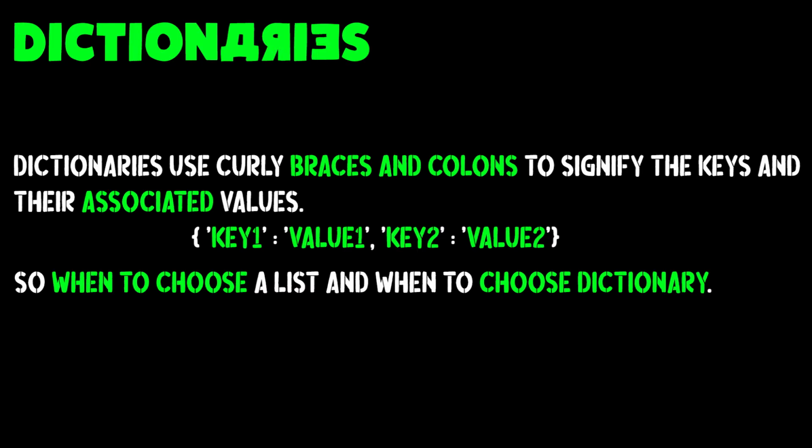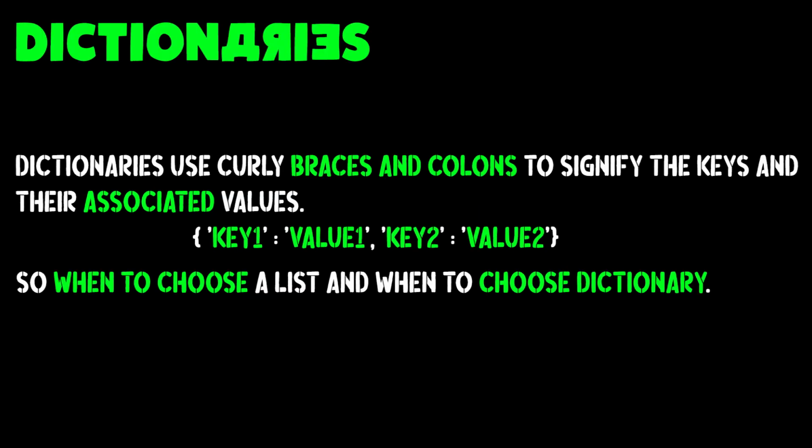Dictionaries use curly braces and colons to signify the keys and their associated values. As you can see on the screen, the dictionary starts with curly braces, then we have a key, then a colon, and after that the associated value. The rule for the key is that it should always be a string, while the values can be anything. It can be a float, a string, a list, or a dictionary as well. So now the question arises: when to choose a list and when to choose a dictionary?